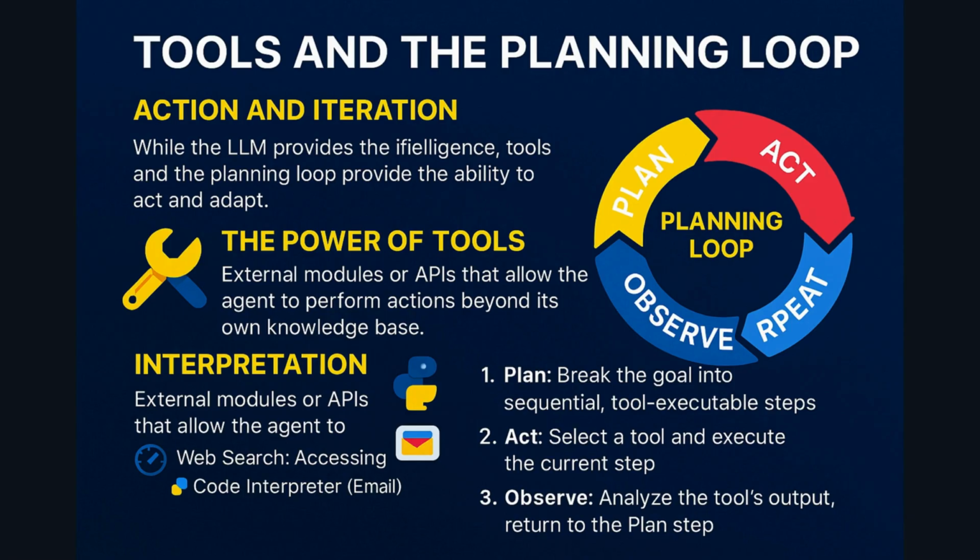Third is observe, that means reflect: analyze the tool's output and update the agent's memory. Fourth is repeat. If the goal is not complete, return to the plan step with the new information. This loop ensures persistence and self correction until the task is successfully achieved.